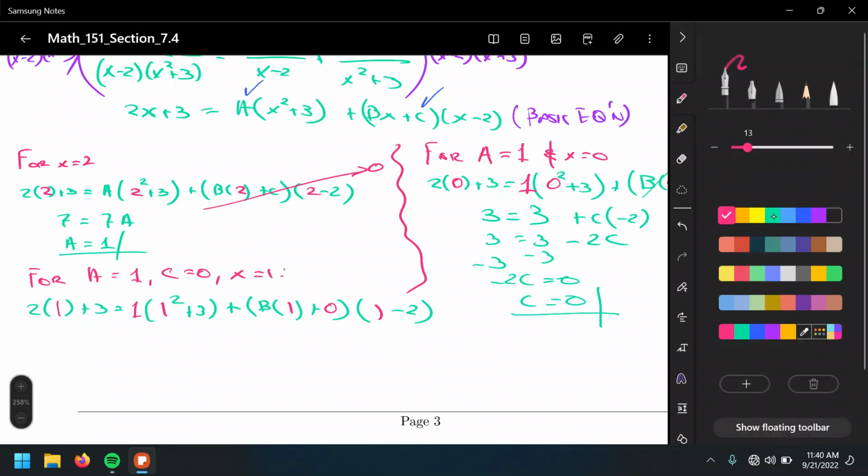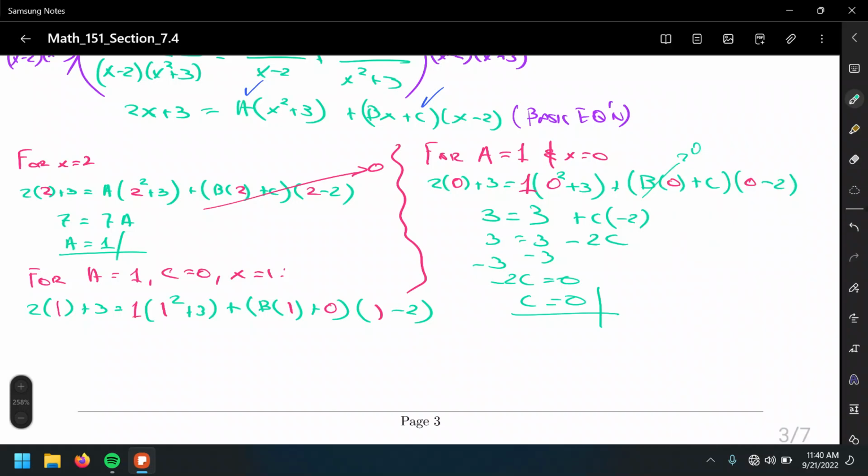Let's see. So let's simplify this equation and solve it for b. 2 times 1, which is 2, plus 3, that's a 5, equals 1 squared, which is 1, plus 3, isn't that a 4? And 4 times the 1 outside, it's still 4. Plus b times 1, that's just b, plus 0, that's just b, times 1 minus 2, isn't that a negative 1? Which is, okay, 5 equals 4 minus b, and subtract 4 on both sides to get negative b equals 1. That means b equals negative 1. Alright?